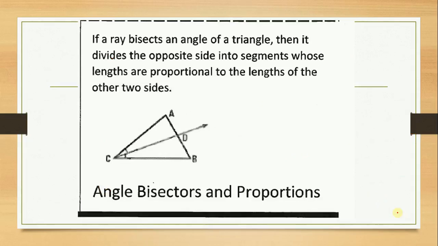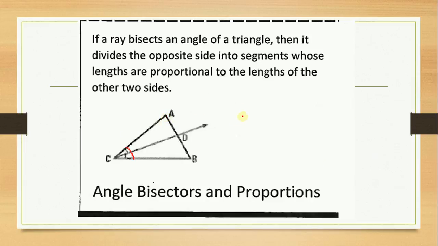Alright, let's look to the last tab of our little foldable today. So if I have angle bisectors and proportions. So if a ray bisects an angle of a triangle. So bisects, guys, remember, makes these two angles congruent to one another. Then it's going to divide the opposite sides into segments whose lengths are proportional to the lengths of the other sides. What does that actually mean?